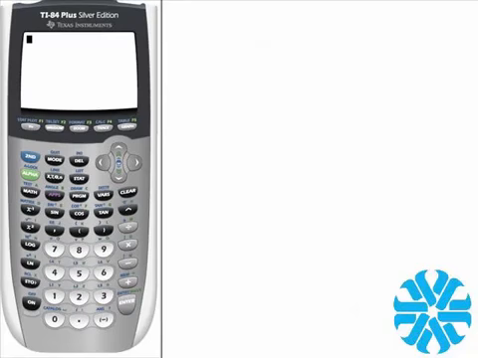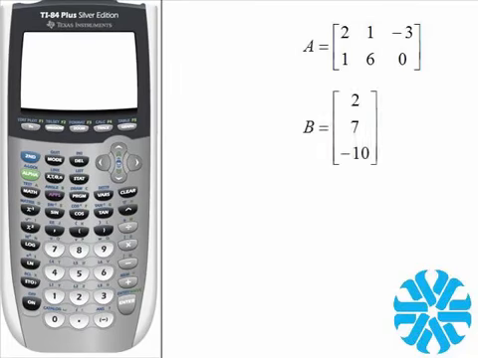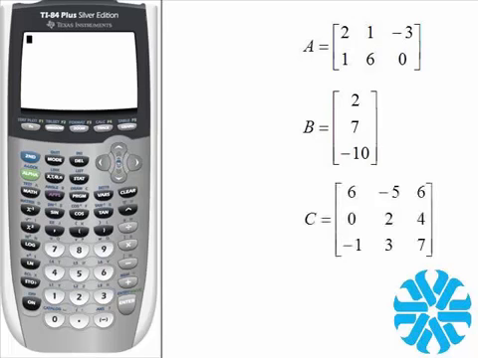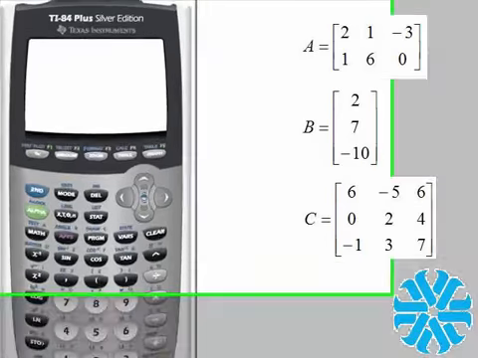We will start with the given matrices. Matrix A, which is a 2 by 3, matrix B, which is a 3 by 1, and matrix C, which is a 3 by 3. Let's go ahead and input these matrices into the calculator.